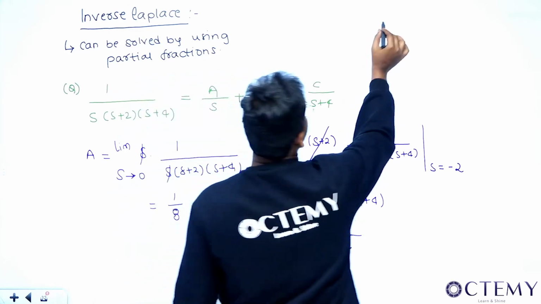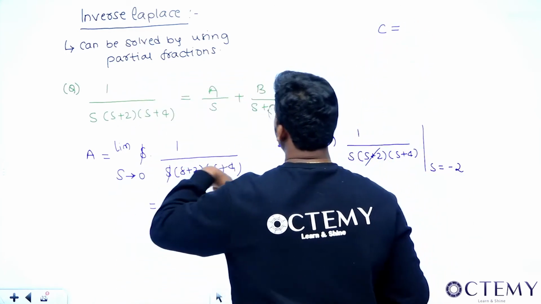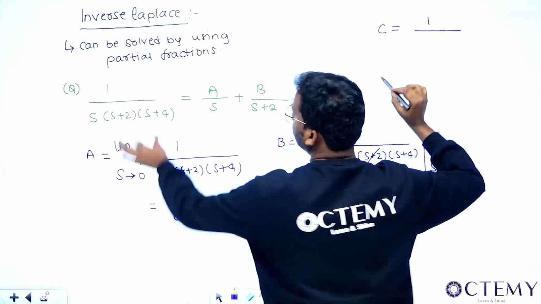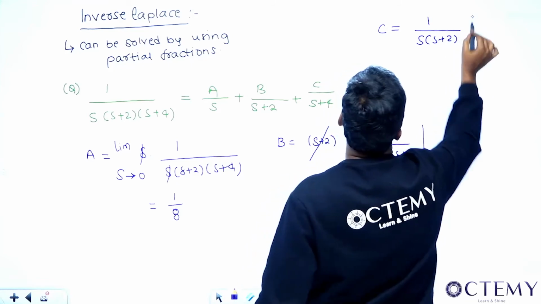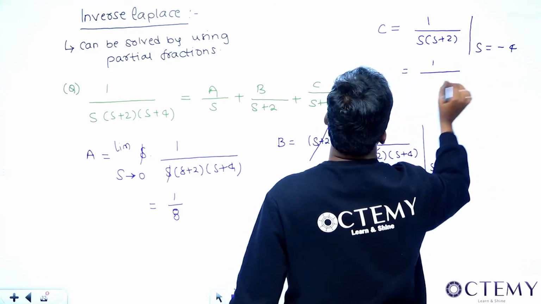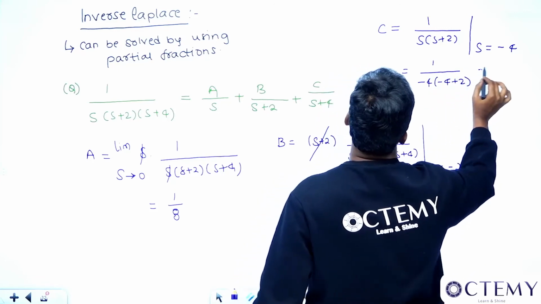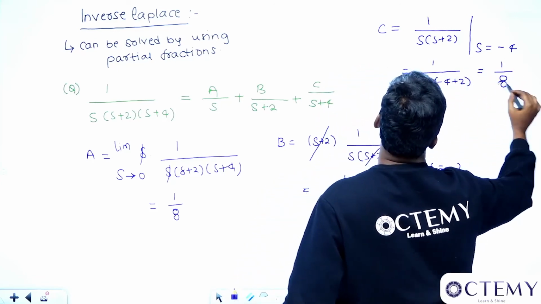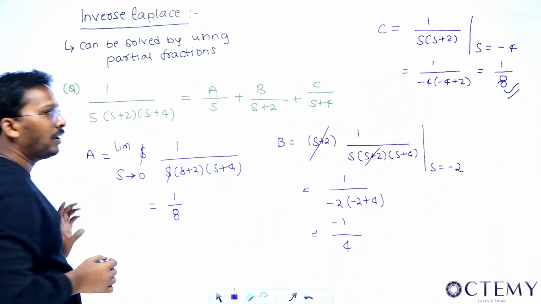If you want C, similarly, now let us do directly, sir. You directly don't write this. Whatever is there, you don't write. Write simply s into (s plus 2). And you put s is equal to minus 4. So this will become 1 by (minus 4 plus 2). That will be 1 by 8. This is the way to do it, sir. Right? This is whenever you have simple poles.